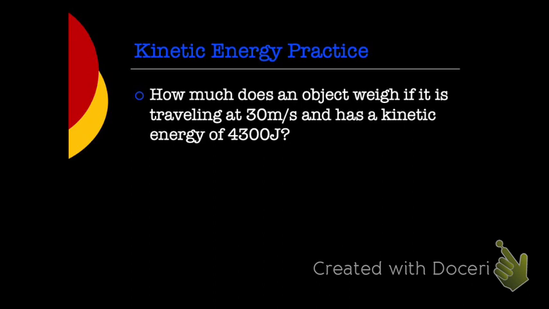Okay, let's try another one. How much does an object weigh if it is traveling at 30 meters per second and has a kinetic energy of 4,300 joules? So we need to start writing out our variables first. Figure out what these numbers in our problem mean. Let's say 30 meters per second. What's that have to be? Yep, just based on the units alone, we know velocity units are meters per second. So velocity is 30.